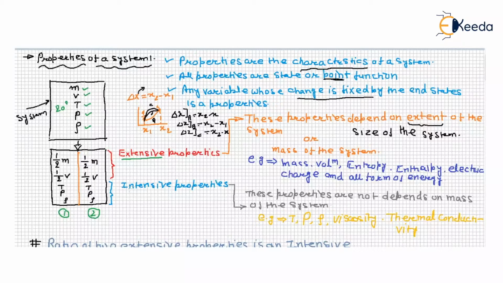What is the extensive property here? Mass, volume. What is the intensive property here? Temperature, pressure, density, right? So we can conclude that extensive properties depend on the extent of the system. What is the extent? Extent means size of the system. See, if the size changes, the extensive property will change. If the size is divided into two parts, the extensive property is exactly divided into two parts.